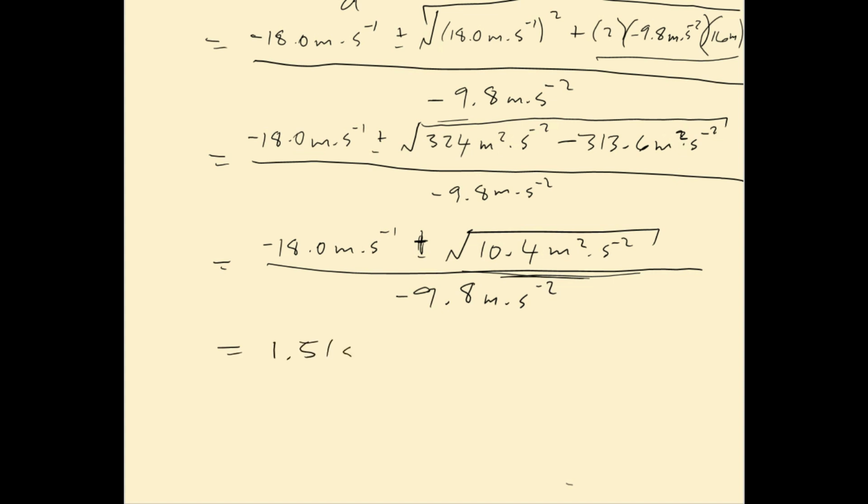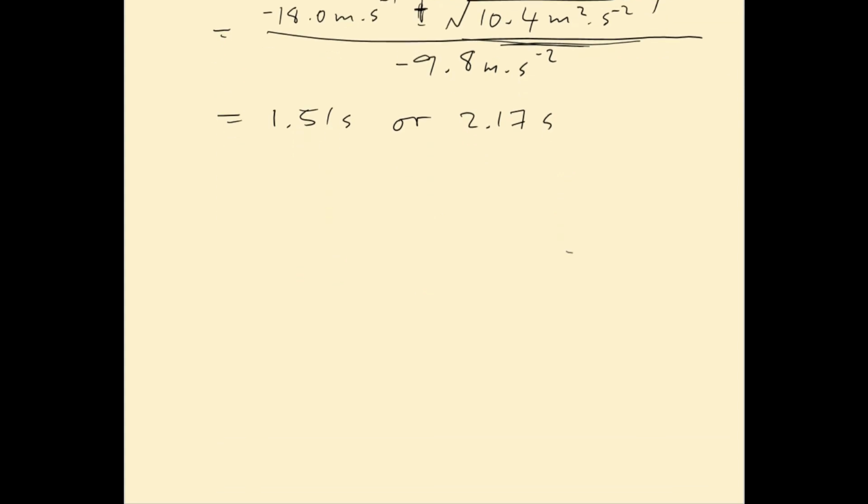We get 1.51 seconds, and the other one is 2.17 seconds. Just to make sure, the units become meters because the square root cancels. The meters all cancel, and then this will be seconds to the minus 1 or minus 2. So the units are correct. So we might ask now, we get two answers. They're both positive and both reasonable. So which one do we take? Well, we take both answers.